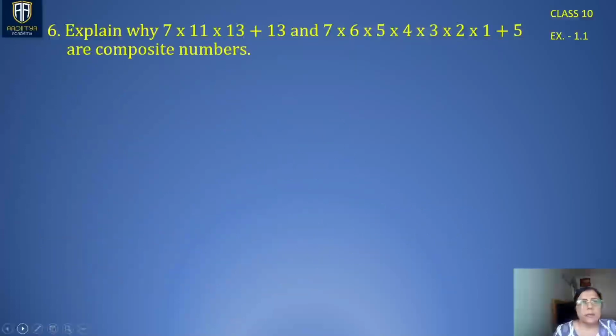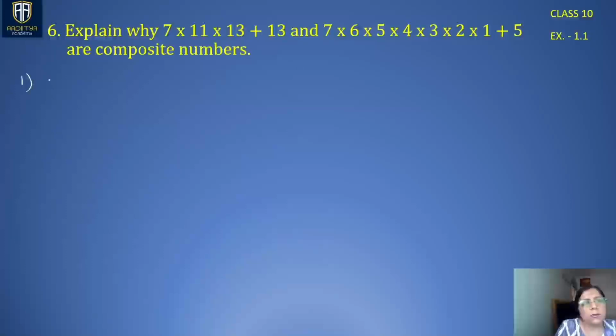Next question is, explain why these numbers, 7 times 11 times 13 added to 13 and this other number, are composite numbers, right? We have to prove that they are composite. So what are composite numbers? We have learned in the first video that a number which is not prime has other factors except 1 and the number itself. So we need to prove that they are divisible by other numbers except themselves and 1.